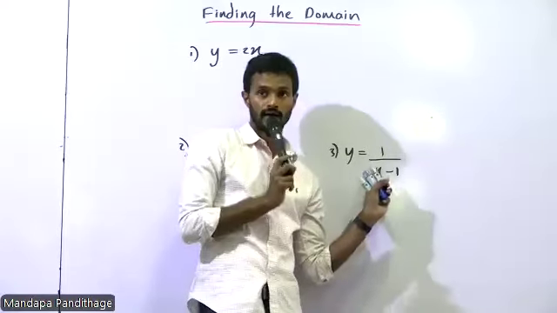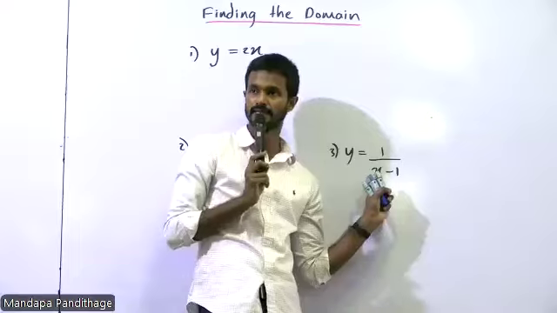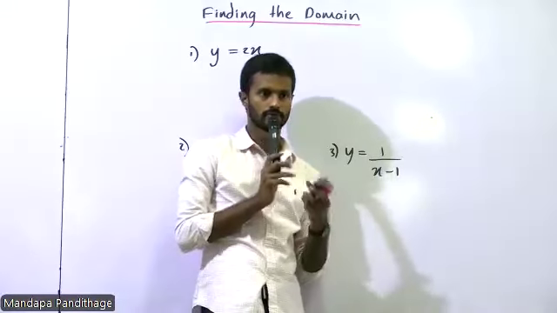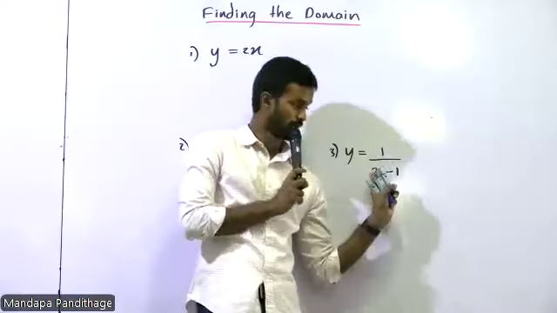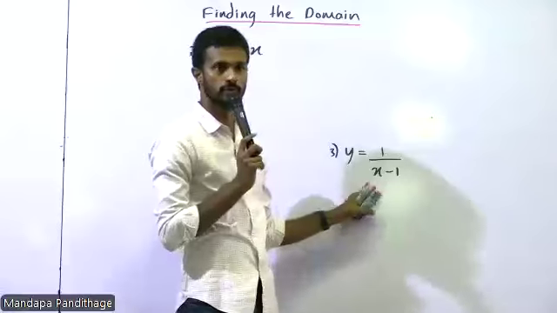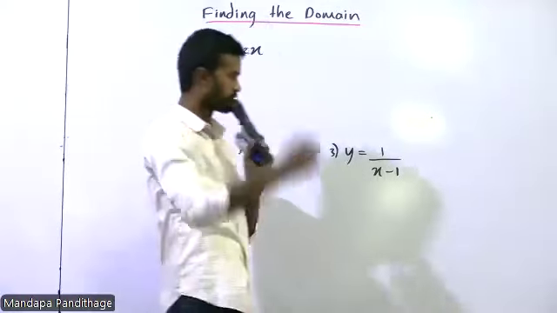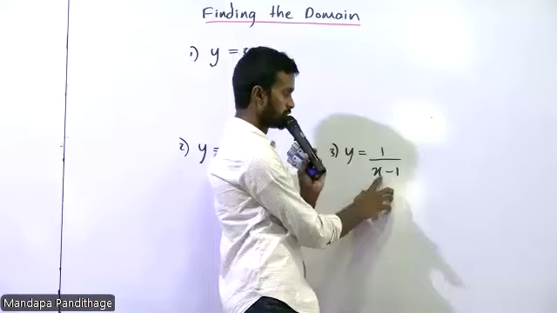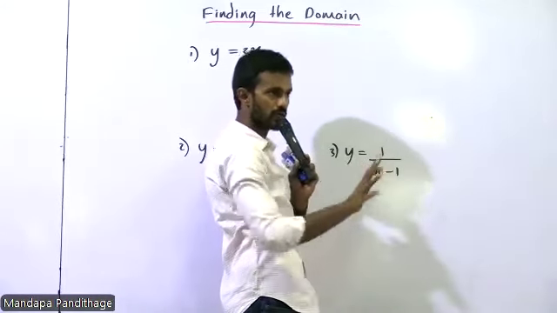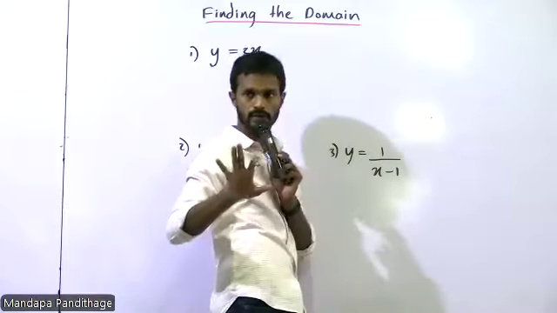So if I put x equals 3 here, 3 minus 1 is 2, I get the value 1 over 2, half. If I put x equals 5, I get 1 over 4. If I put x equals 0, 0 minus 1 is minus 1, then I get 1 divided by minus 1, a real value, minus 1.